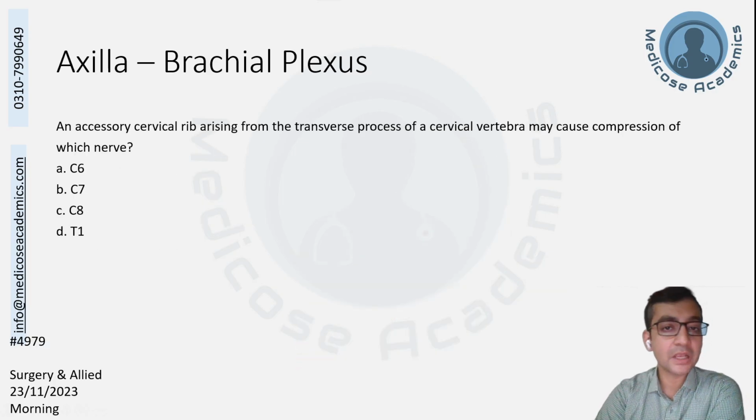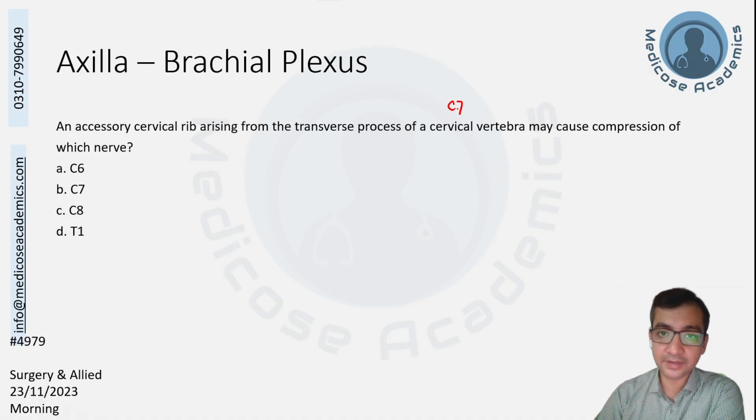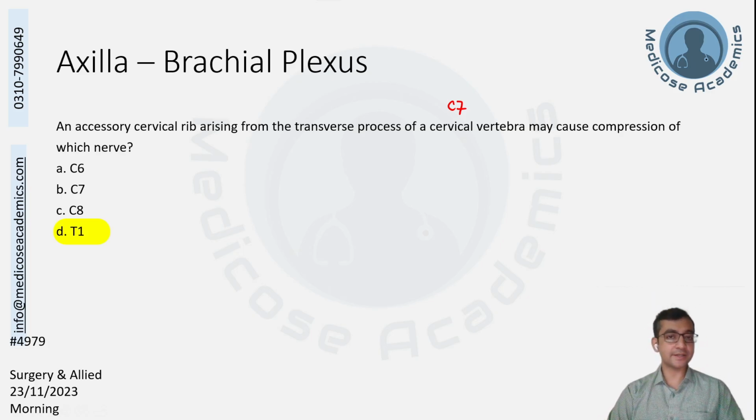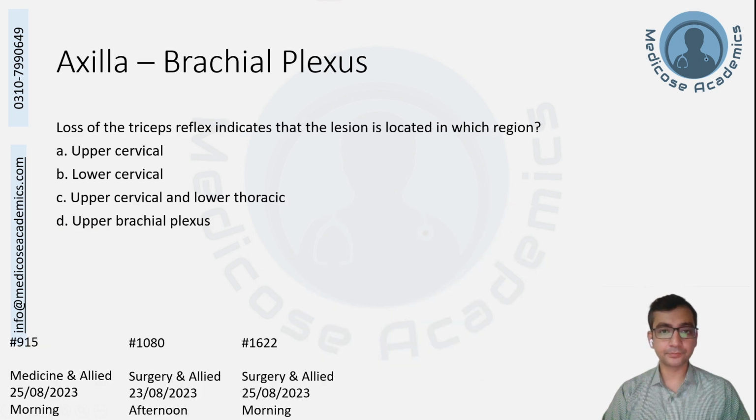An accessory cervical rib arising from the transverse process of a cervical vertebra, it's actually the C7 cervical vertebra, may cause the compression of which nerve? We have discussed it's the T1, and that is called thoracic outlet syndrome.